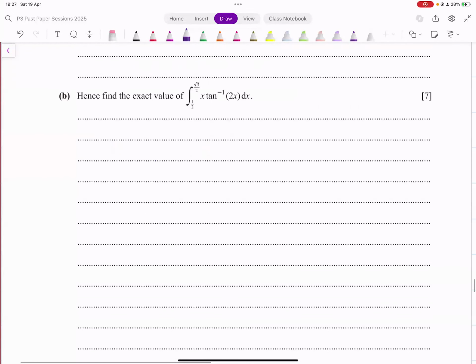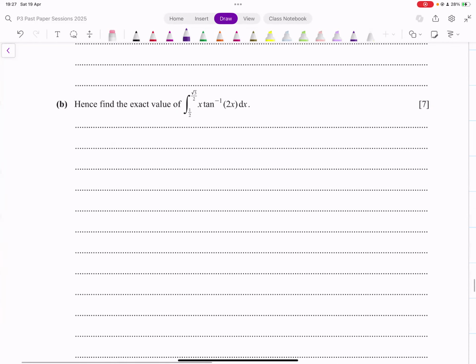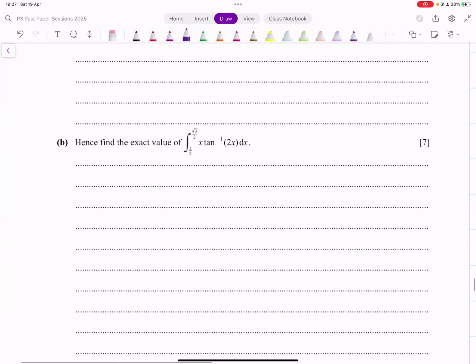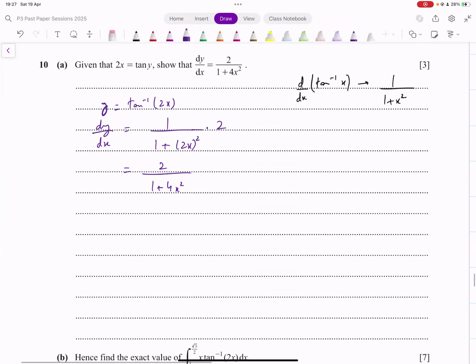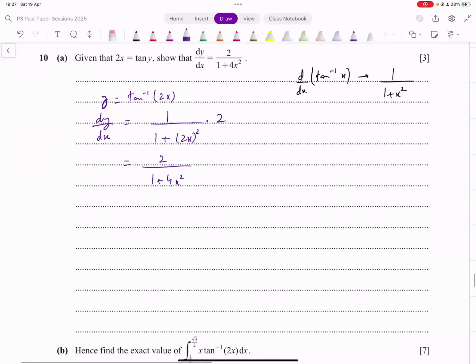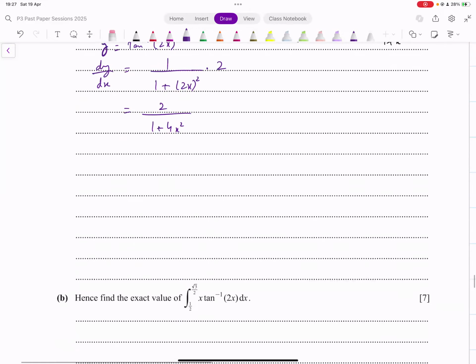Okay, let's move on. 10b. Hence, find the exact value of the integral of x tan inverse of 2x. Now, it's a 7-mark question. It's a product, x into tan inverse of 2x. So we'll have to use integration by parts for this. Now it says hence, so we have to use the previous part somehow. In the previous part, what we have done is we have shown that derivative of tan inverse of 2x is this. Okay.